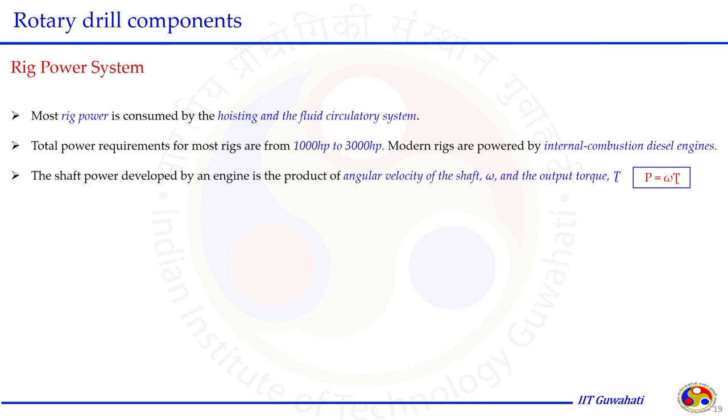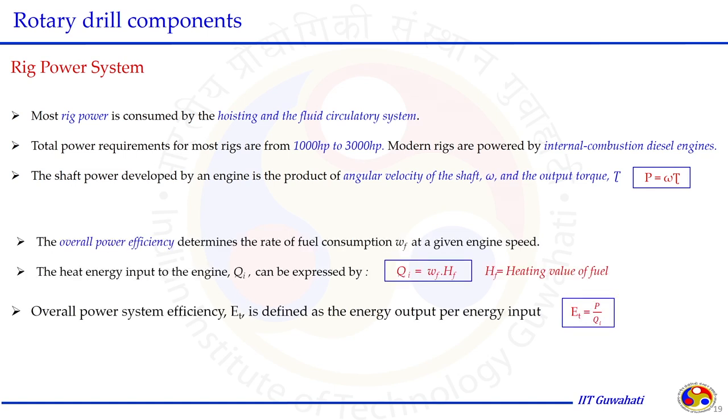The shaft work developed by an engine is the product of the angular velocity of the shaft, at what rate it is moving, and the torque it is providing. So the power could be P = ω τ. The input power to the engine is the fuel supplied and the heating value of that fuel. If HF is the heating value of the fuel and WF is the rate of fuel consumption, then the energy input to the system is QI. So the overall efficiency of the power system can be calculated from the energy output P, that is ω τ, and the energy input, that is QI.